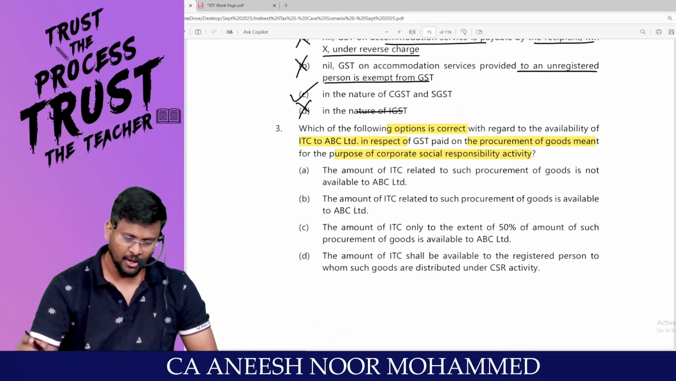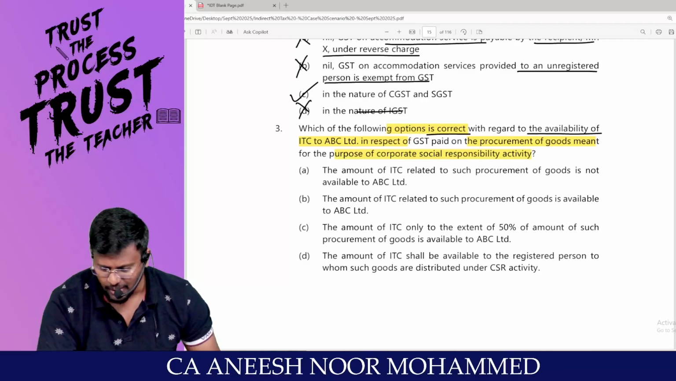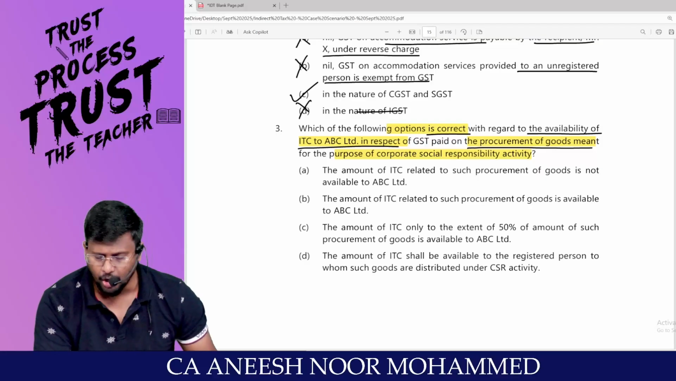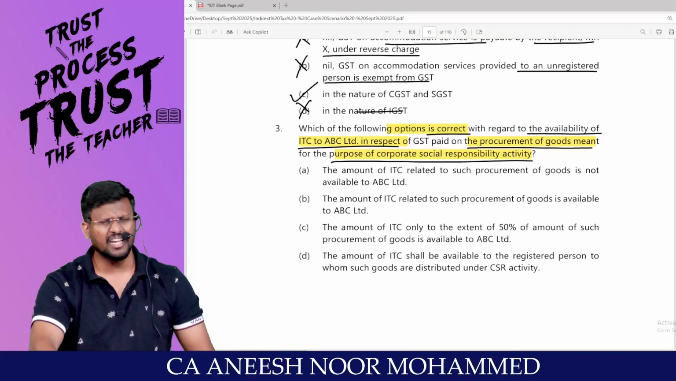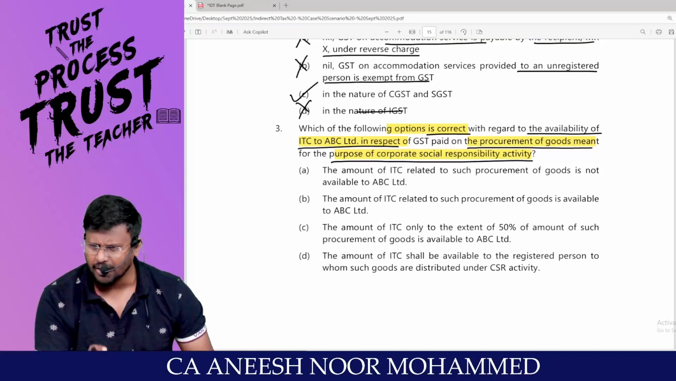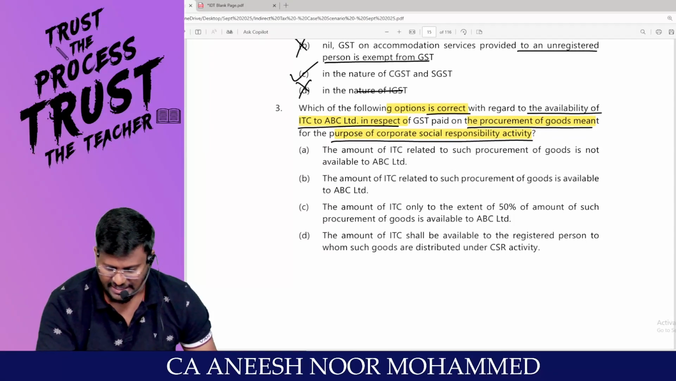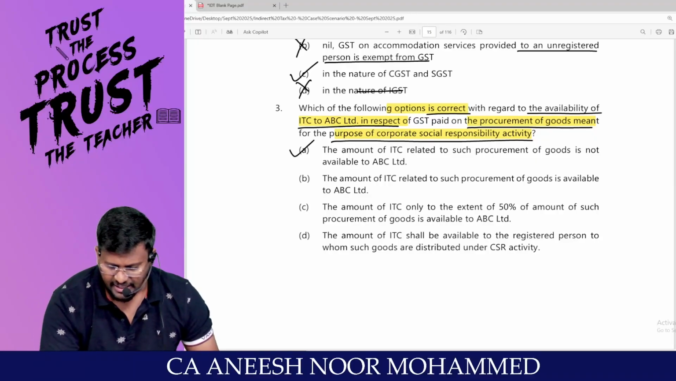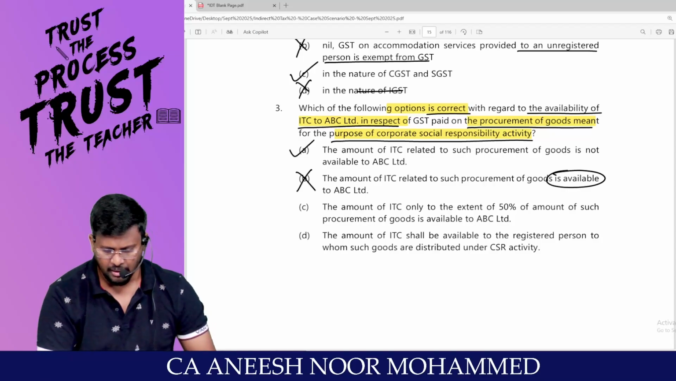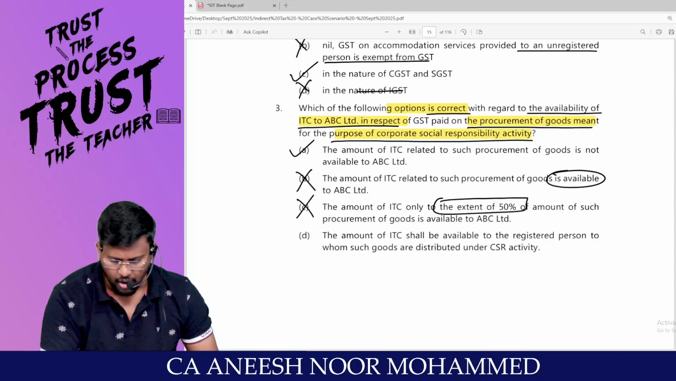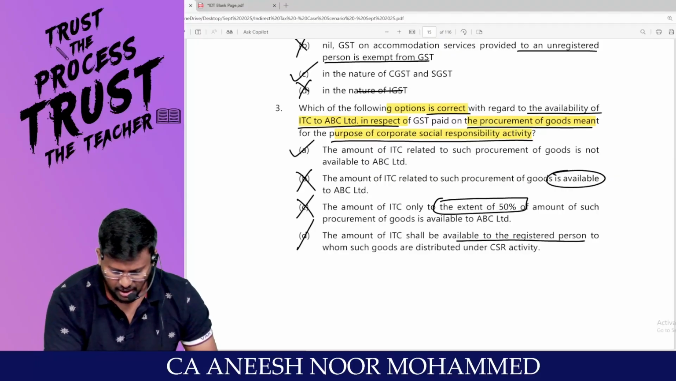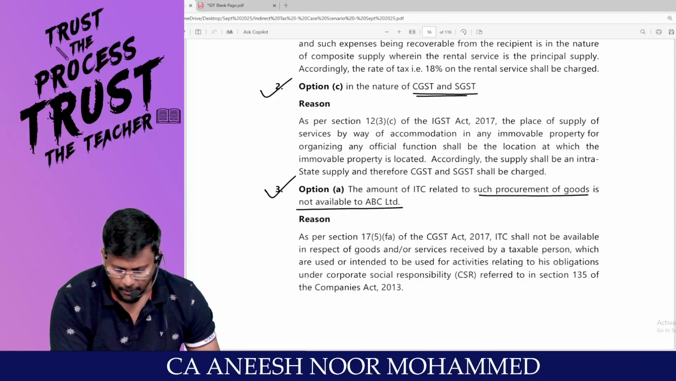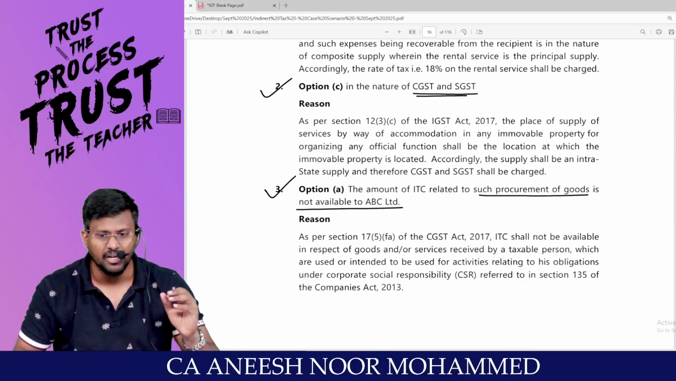Which of the following options is correct with regard to availability of ITC to ABC Limited in respect of GST paid on the procurement of goods meant for the purpose of CSR? Sir, if you procure any goods for CSR activity, you are not entitled to claim. The amount of ITC related to such procurement of goods is not available to ABC Limited. Right answer. Amount of ITC related to such procurement is available: wrong answer. Amount of ITC only to the extent of 50%: wrong answer. Amount of ITC shall be available to registered person: wrong answer. For the third question, option A: the amount of ITC relating to such procurement of goods is not available to ABC Limited is the right answer.